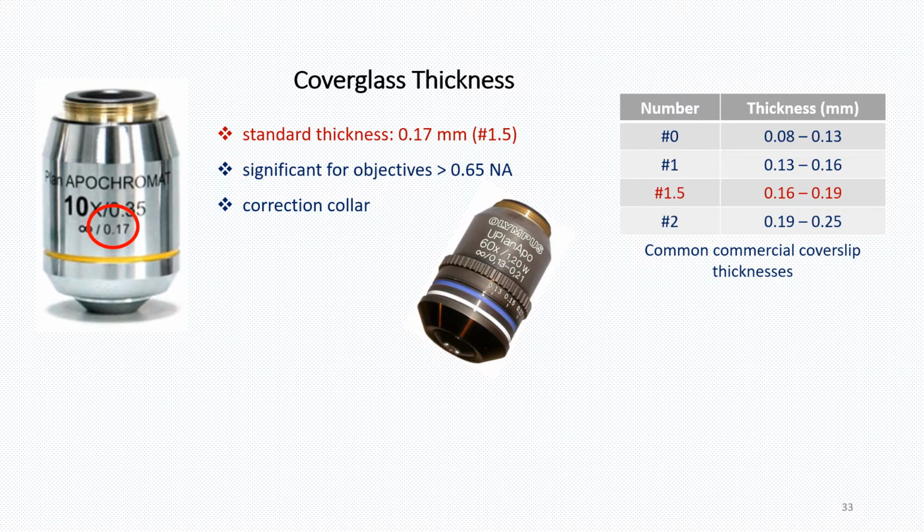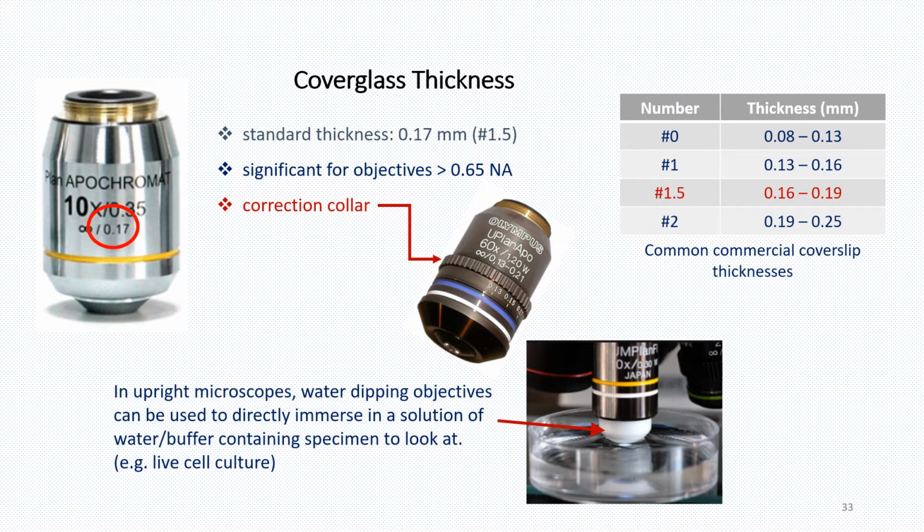For some high NA objectives, a deviation of only a few microns from the standard 0.17 millimeters can significantly reduce resolution. Therefore, some more advanced objectives possess a correction collar or ring that can be turned to adjust the objective to the actual cover glass thickness which is in use. Water dipping lenses eliminate the need for cover slips. These objectives can be directly immersed in the solution of water which contains the specimens to look at.